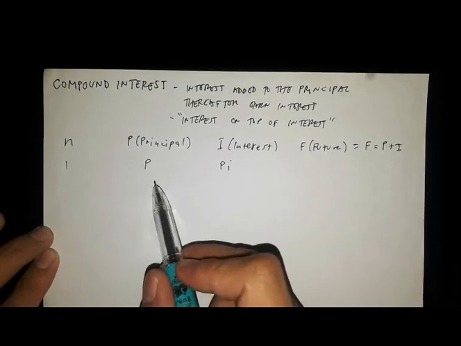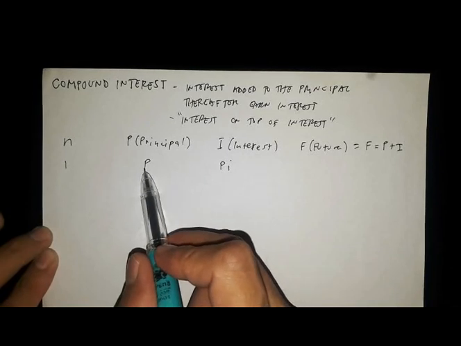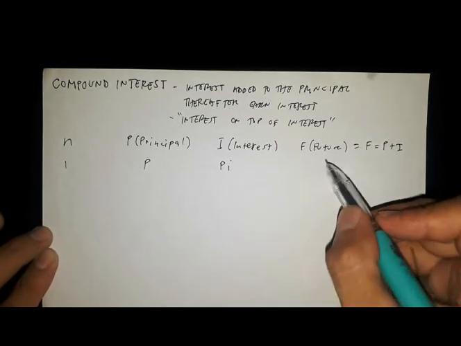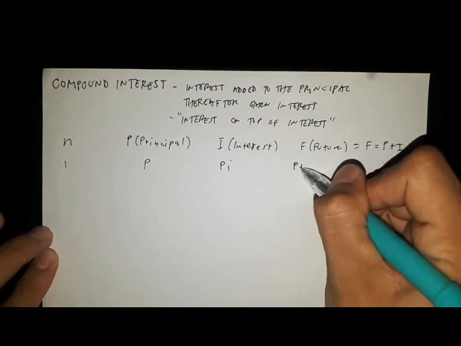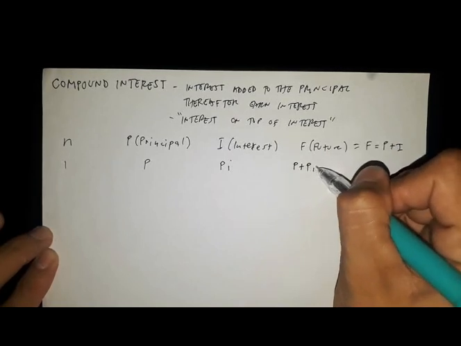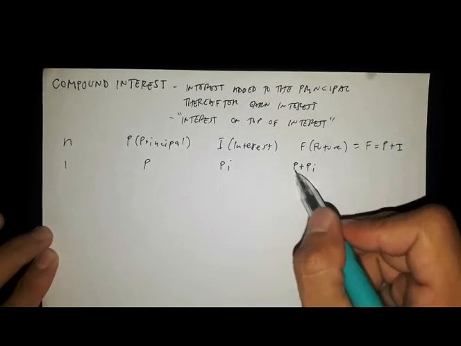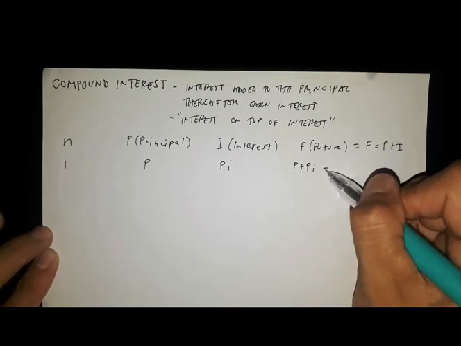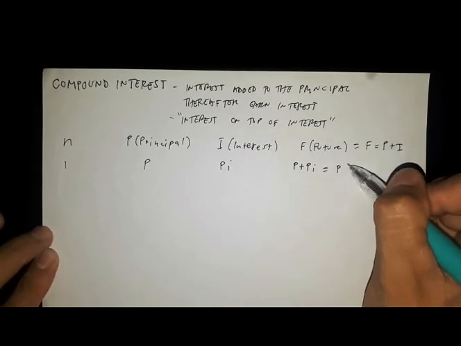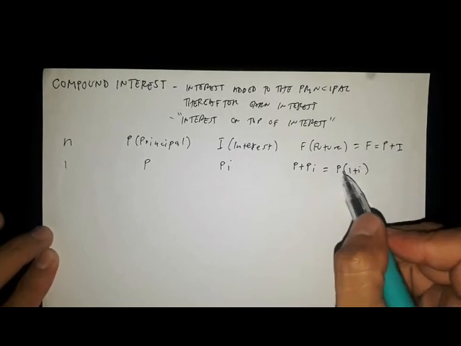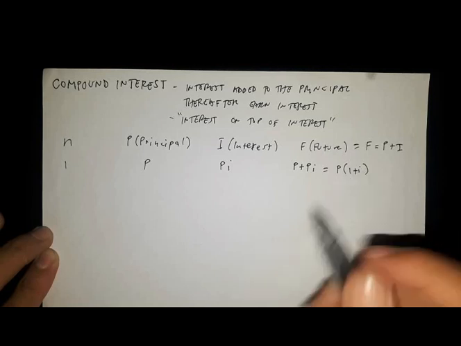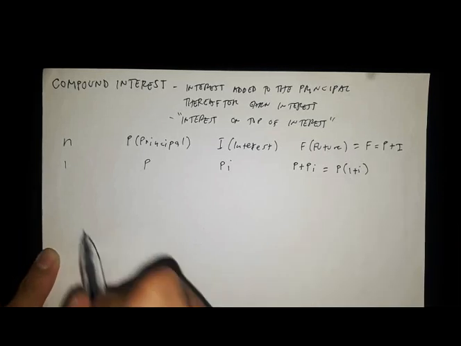Now, the future amount is the principal and the interest. So the accumulation F is P plus PI. So P plus the interest. It can be simplified by factoring out P, so it will be equal to P times the quantity 1 plus I.